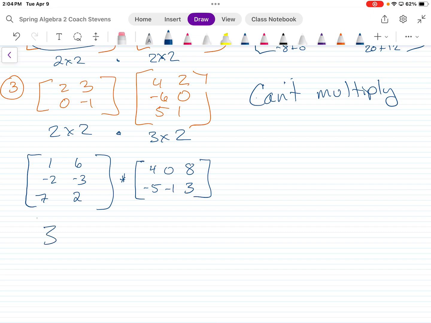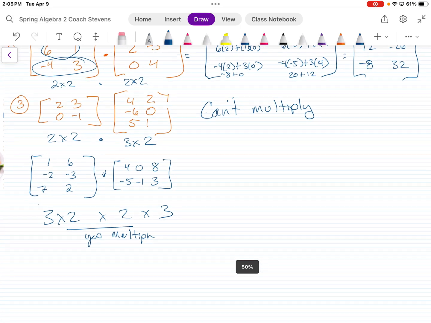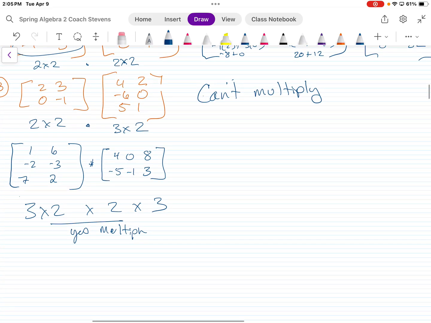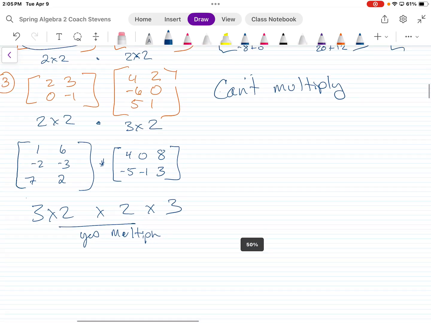We have a 3 by 2 times a 2 by 3. Can I multiply? Yes, we can multiply. This is going to be a long one, because our answer is a 3 by 3, sorry. Our answer is a 3 by 3, so it's got 9 cells in it. So, whew.